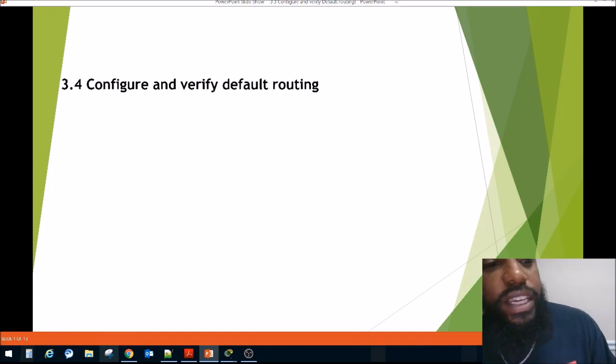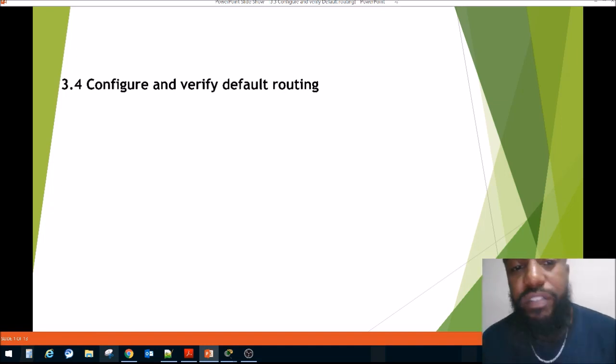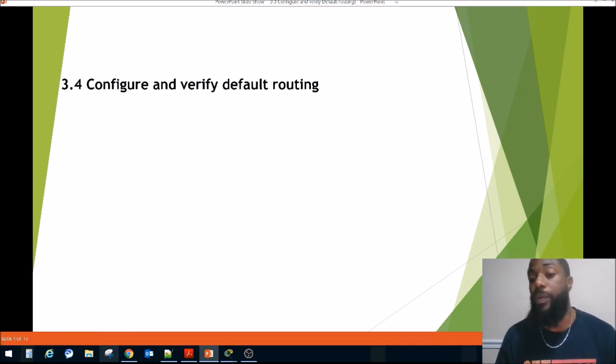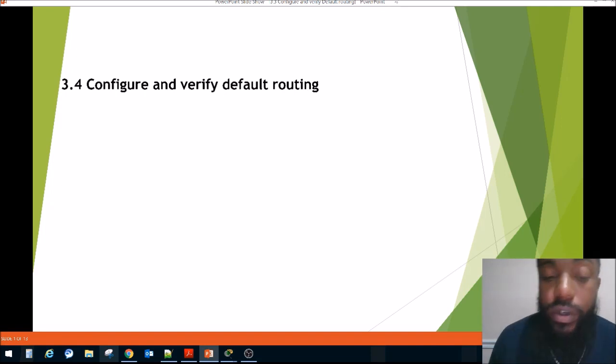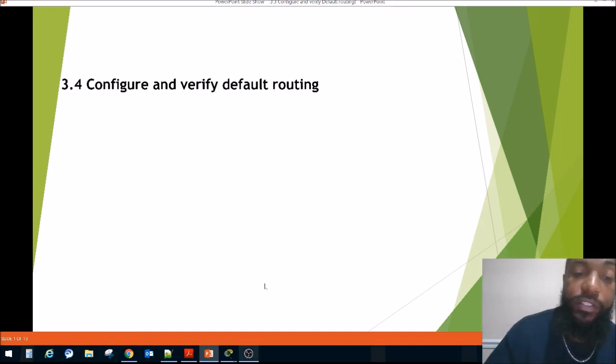And today's topic is section 3.4, configure and verify default routing. This is a topic in the CCNP ROUTE exam code 300-101 version 2.0. Let's take a look at the exam blueprint to see where we came from and where we're headed.